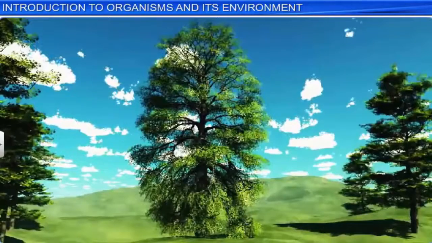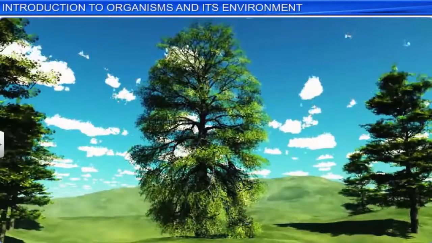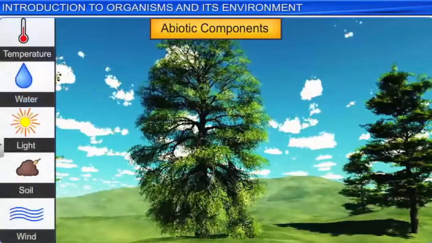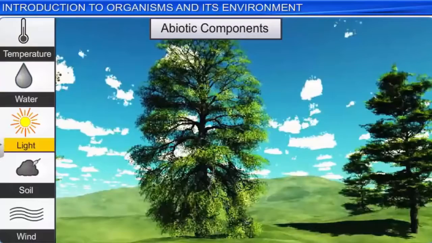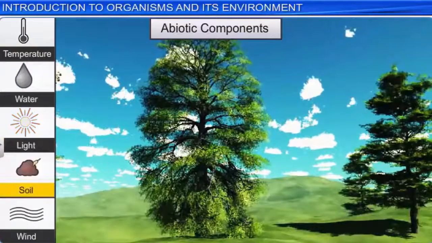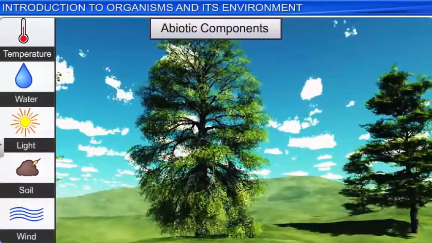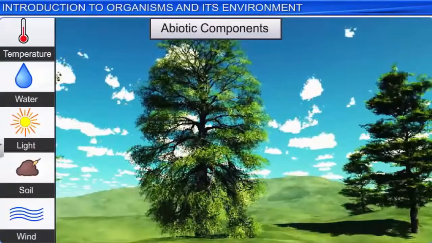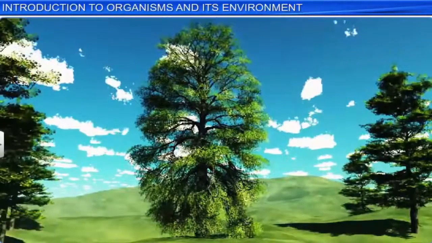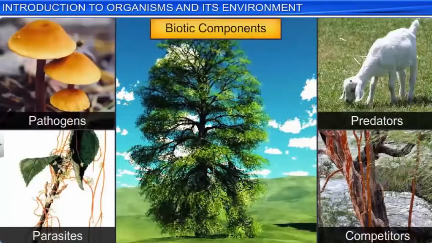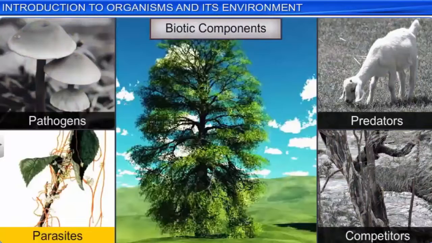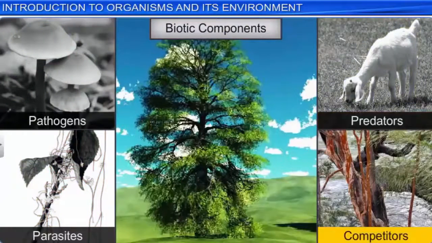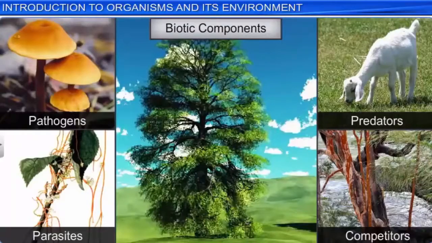For example, this tree is influenced by a number of abiotic components such as temperature, water, light, soil, and wind, to name only a few. On the other hand, different biotic components such as pathogens, parasites, predators, and competitors of this tree also play an important role in its survival.